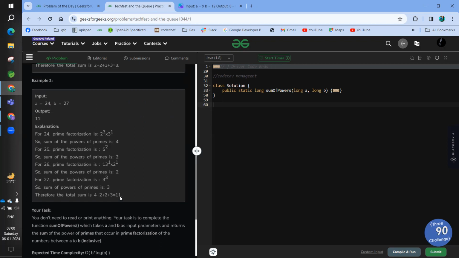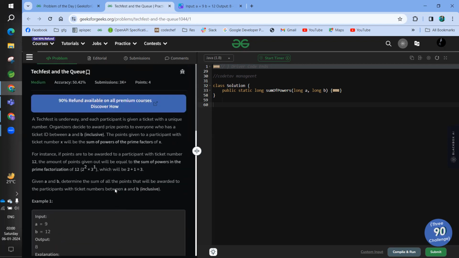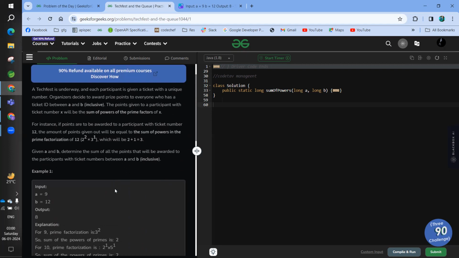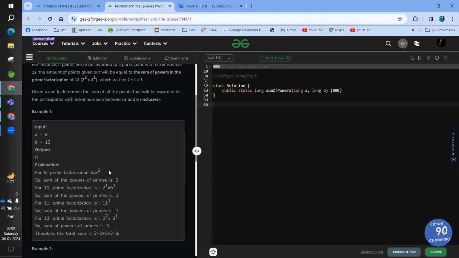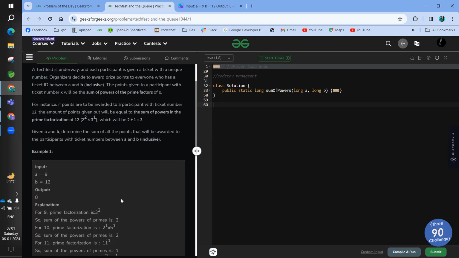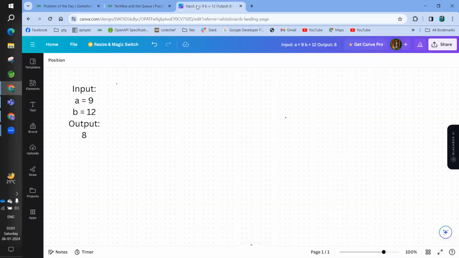So with the order of square root approach you can easily solve this one. You will do the factorizations, and after that you will get the powers of those and then you will just add those things. So this is the easy approach. But one thing is there, so I will show you that one and I will explain it here.